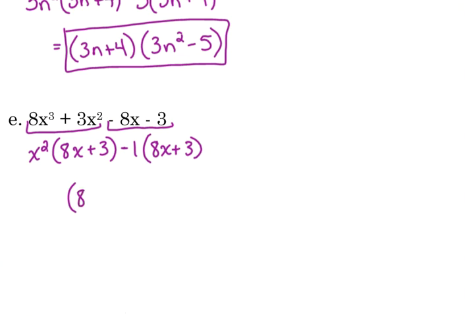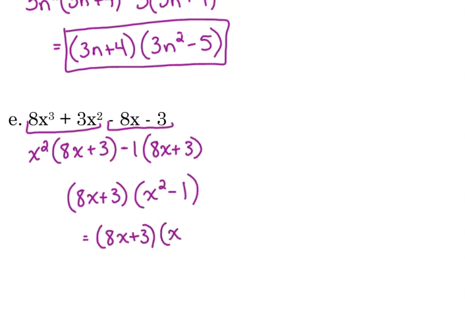So common factor comes out, 8x plus 3. We are left with x squared minus 1. X squared minus 1, difference of perfect squares. So we can take this one just a step further. X plus 1 times x minus 1.